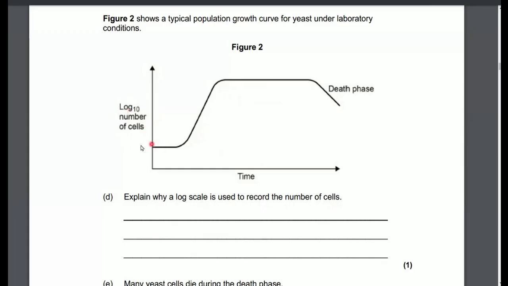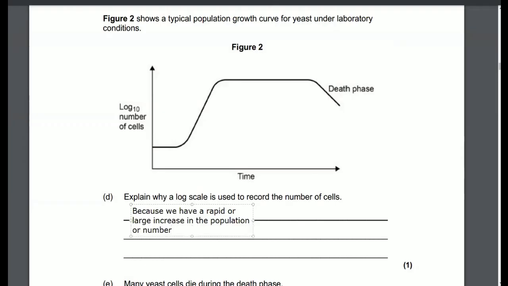The answer is that here we might be starting with 1,000 yeast, right down here. By the time we get up here, we might be on 100 billion yeast. So if you tried to show that in normal numbers, you'd need a graph that's about 7 meters long on your A4 paper. So that'd be impossible. So we have to use log 10 because it's great for dealing with large increases in numbers. So because we have a rapid and large increase in the population or numbers.